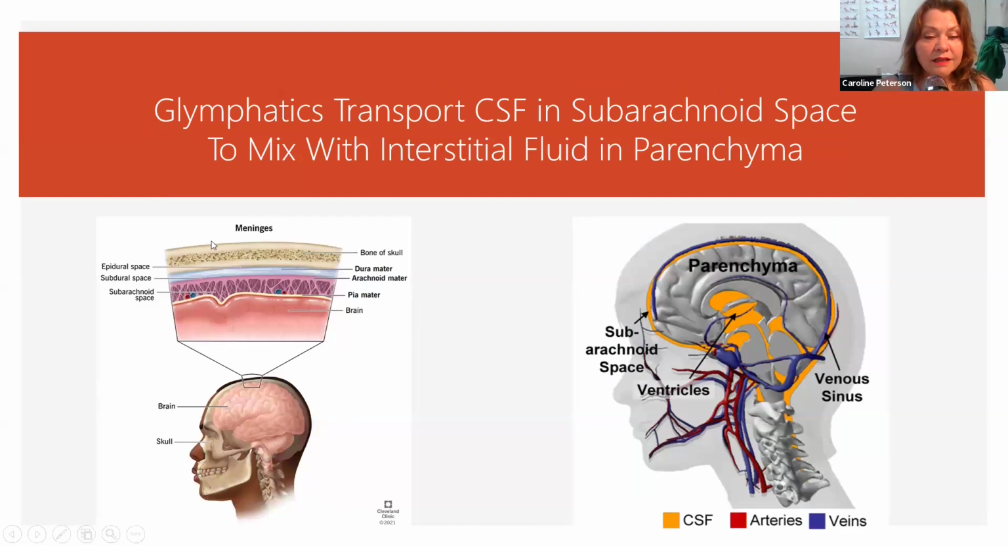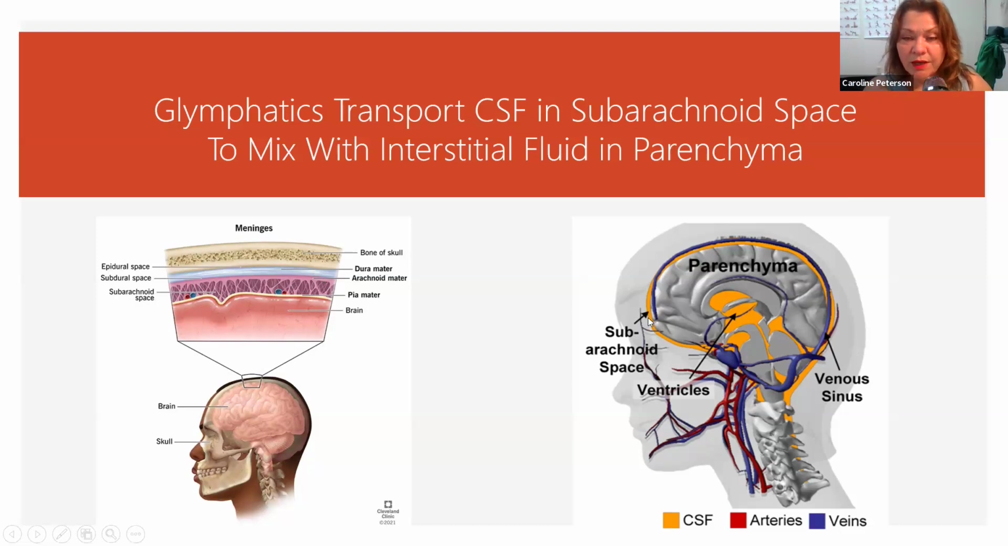Then this is a slice into your head. And this is the bone on the top piece here on the left. And then the meninges, the bag that holds the central nervous system that we were talking about, is made out of 3 levels: the dura, the arachnoid, and the pia mater. And so the subarachnoid space, that is the one that goes between the arachnoid mater and the pia mater. That's where the cerebrospinal fluid is moving as it relates to glymphatics.